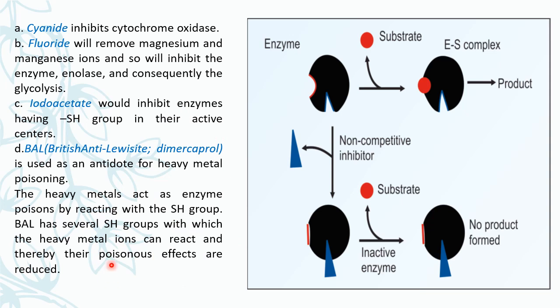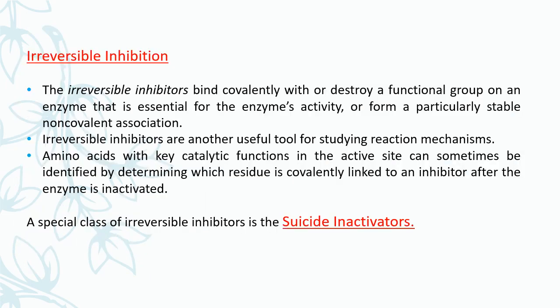If in your exam the question is to give examples of non-competitive inhibition, you can give these examples: cyanide, fluoride, iodoacetate, dimercaprol. Okay, now after completion of reversible inhibition, let's see what irreversible inhibition is.